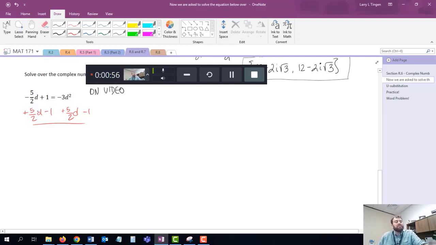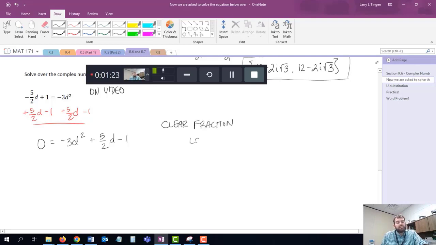It means adding 5 halves d to both sides and subtracting 1 from both sides. Everything on the left is going to go away. Zeros out. And then on the right, I'm going to go in descending order of power, 3d squared plus 5 halves d minus 1. And let's make life super easy and clear the fractions.